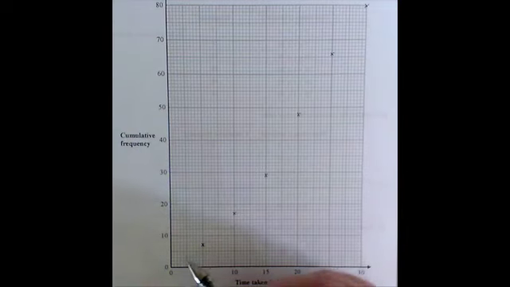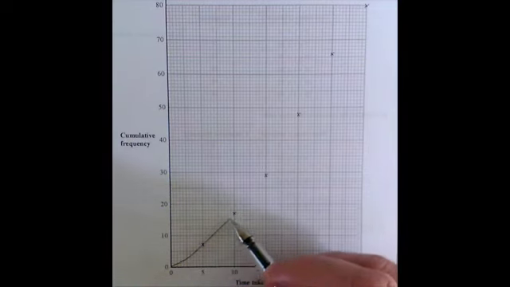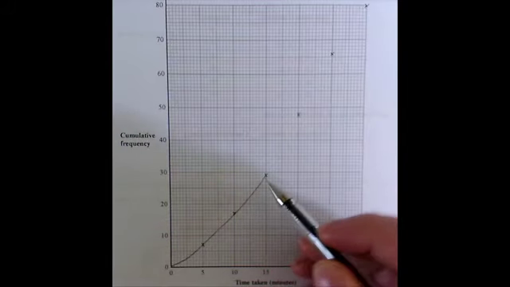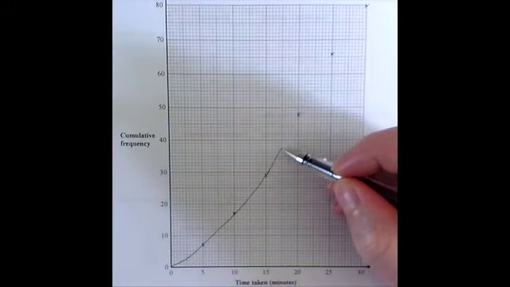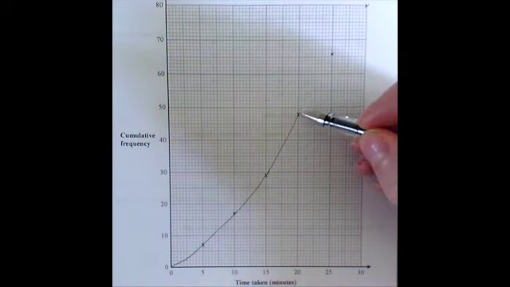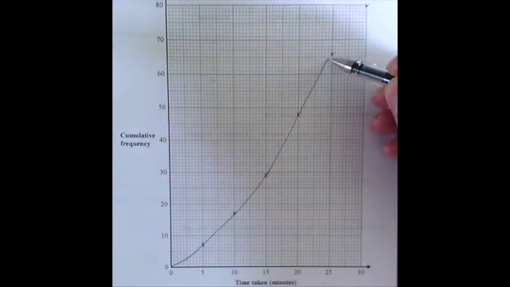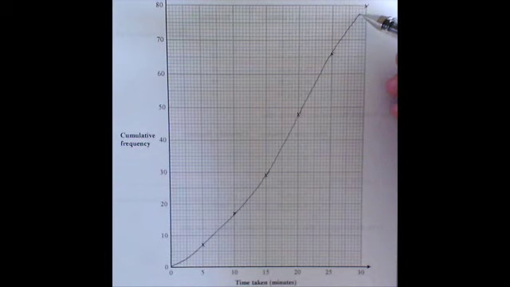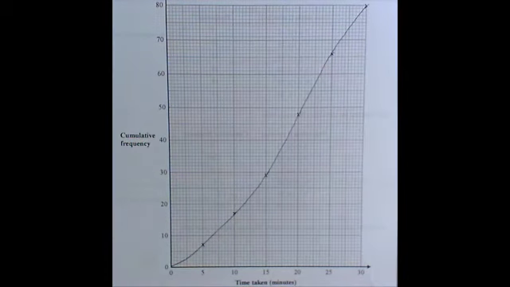Now, this doesn't look very much like a squashed S, but do your best. Try and get some kind of smooth curve. It doesn't have to be perfect. Try and go through the points. Don't use a ruler. Try and make it as smooth as possible. There we have it. Okay.